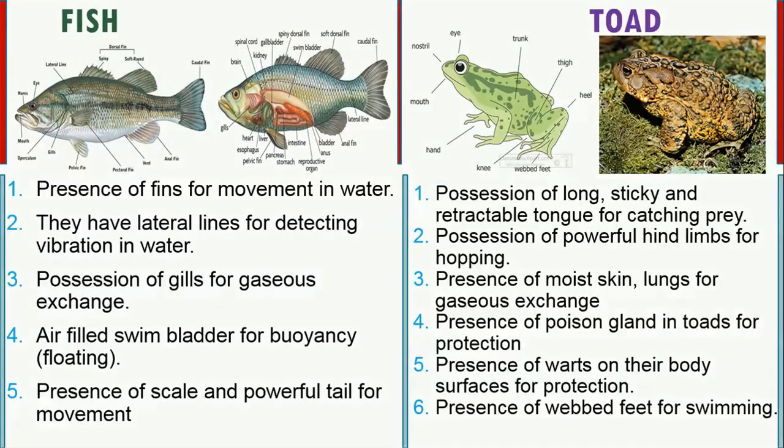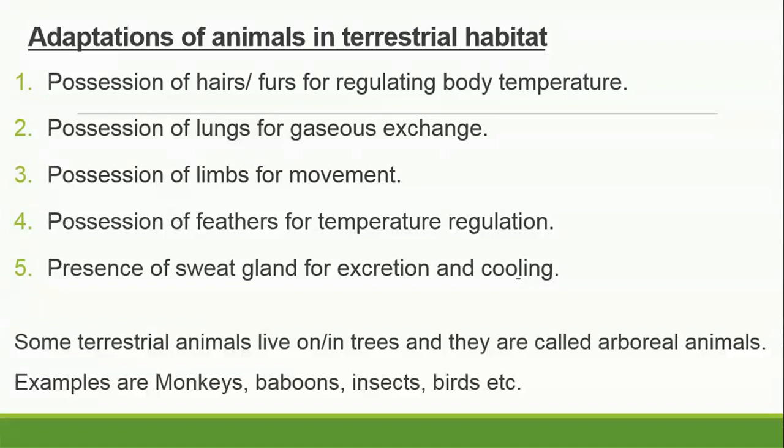All right. Okay. Now, adaptations of animals in terrestrial habitats. Okay, possession of hairs or fur for regulating body temperature, possession of lungs for gaseous exchange, possession of limbs for movement. We know limbs, hands and legs. Okay, forelimbs and hind legs. Then the possession of feathers for temperature regulation. Yes, presence of sweat glands for excretion and cooling. These are some adaptations of animals in terrestrial habitats.